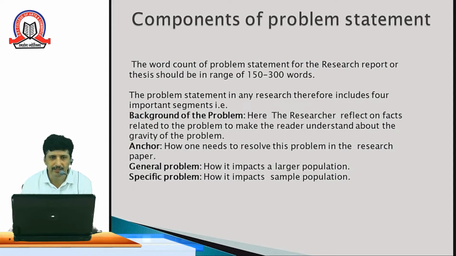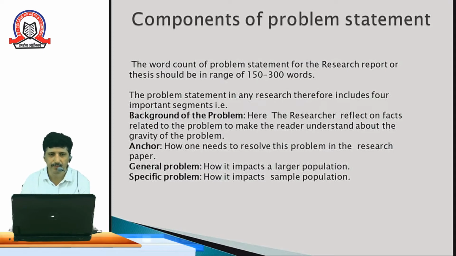Then we have to see what the components of a problem statement are. The components of the statement have four main features. And what word count should it have? A problem statement should be in the range of 150 to 300 words. So the problem statement in any research includes four important segments.